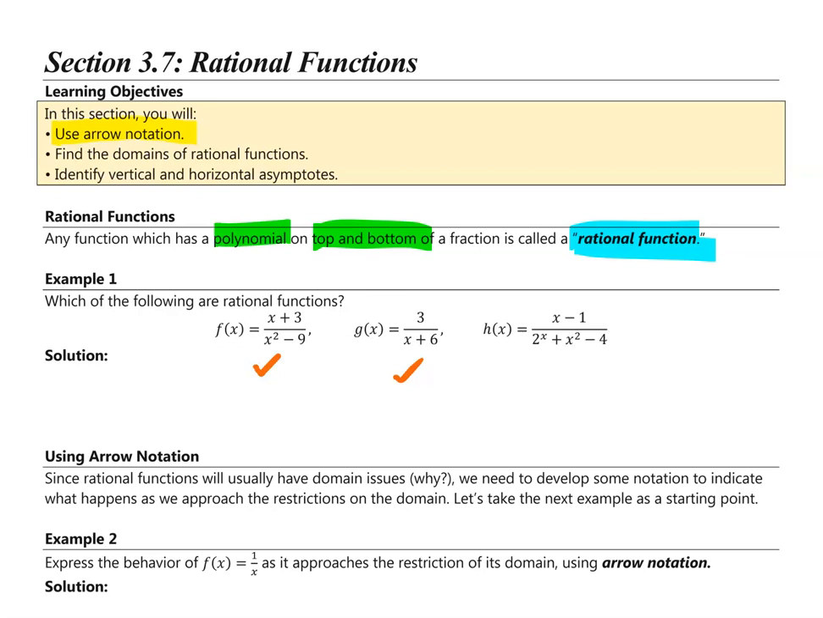How about h of x? The top is x minus 1. The bottom is 2 raised to x plus x squared minus 4. So this is not a rational function. Why? Because we have this 2 raised to x, and 2 raised to x is not a polynomial.